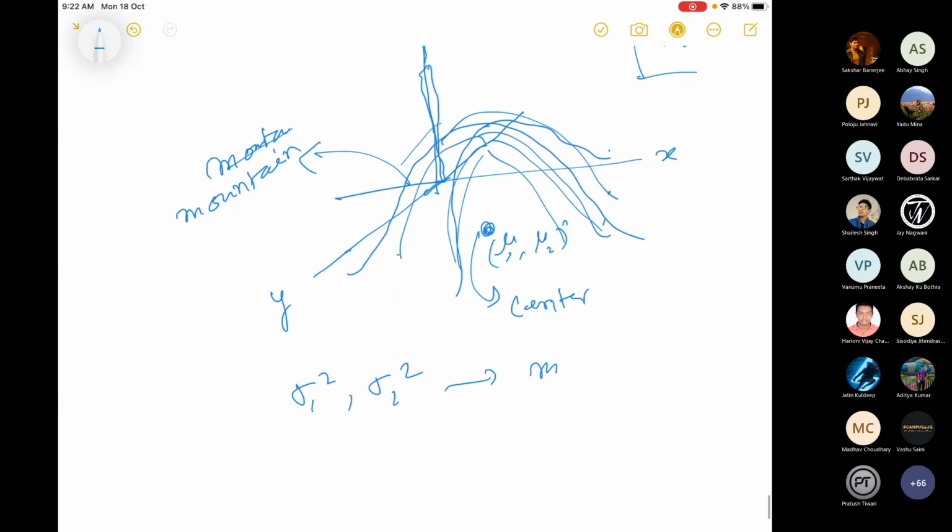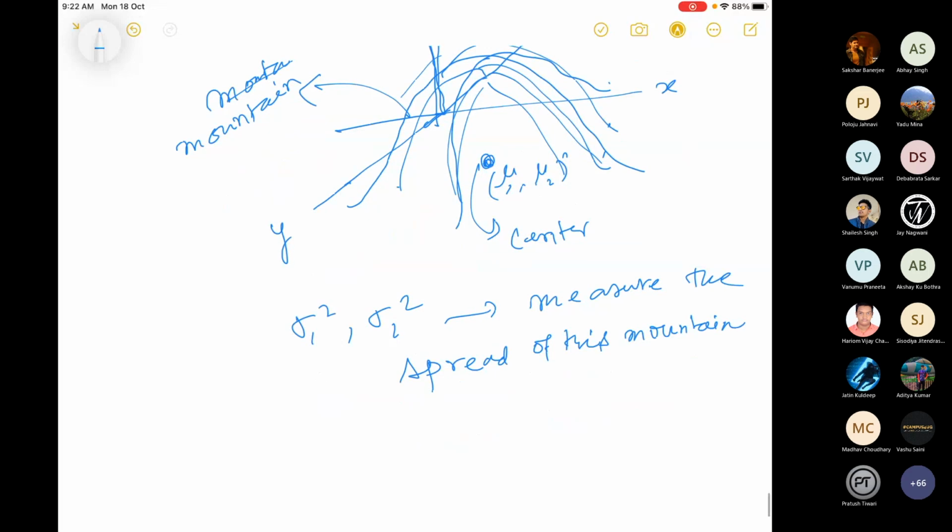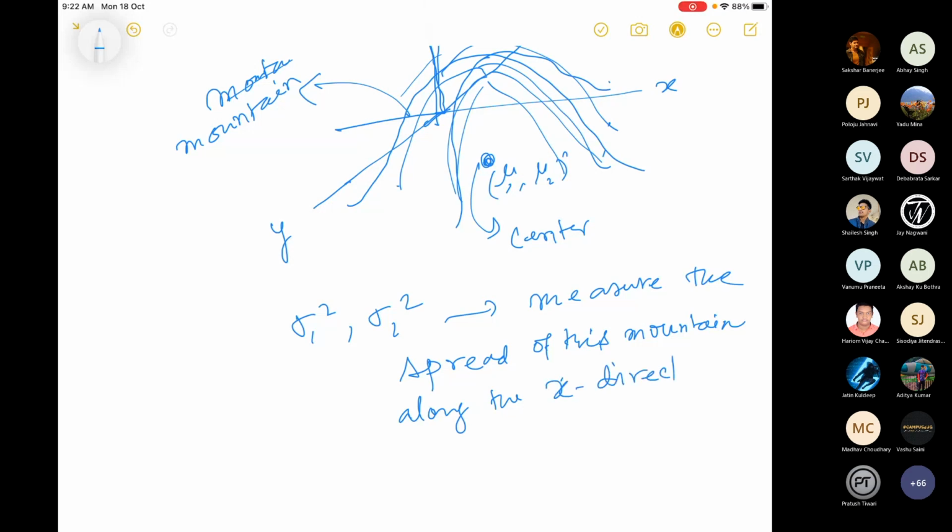measure the spread along the x-axis and the y-axis. Measure the spread of this mountain along the x direction and y direction.